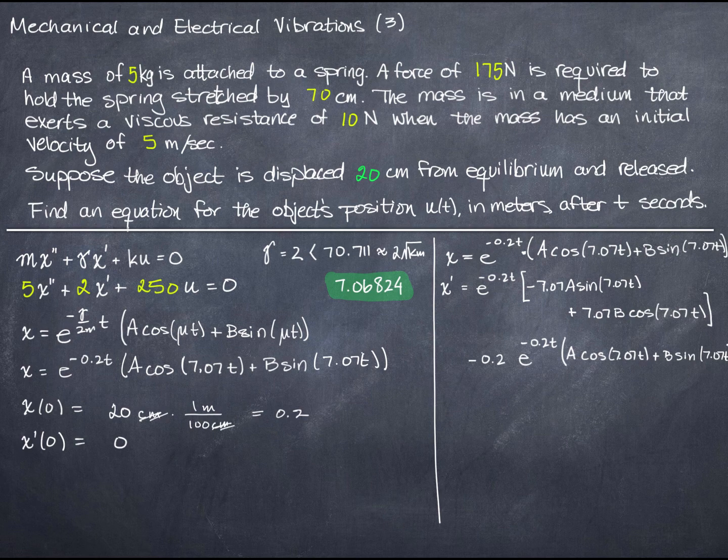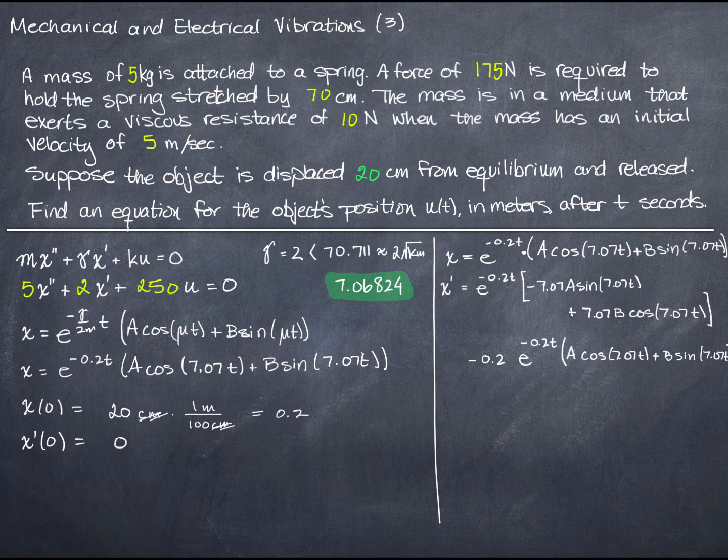So I was going to distribute, but then I remembered what I was actually trying to do here, and that was to solve for a and b, given that I know, for example, that when t is 0, x is 20, and when t is 0, x prime is 0. So I can plug those values in now.